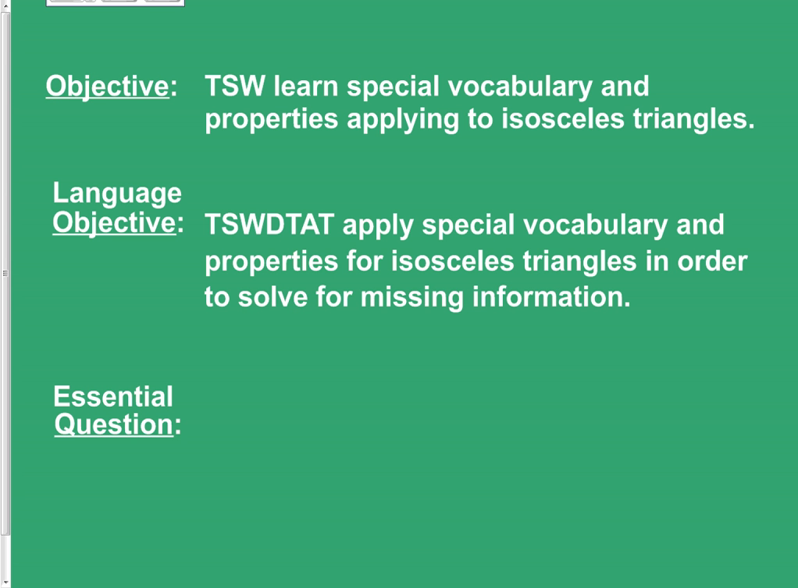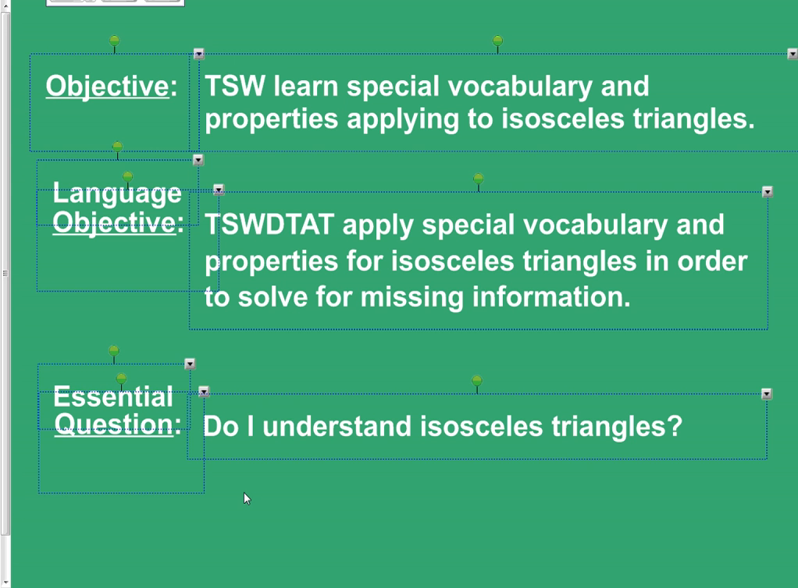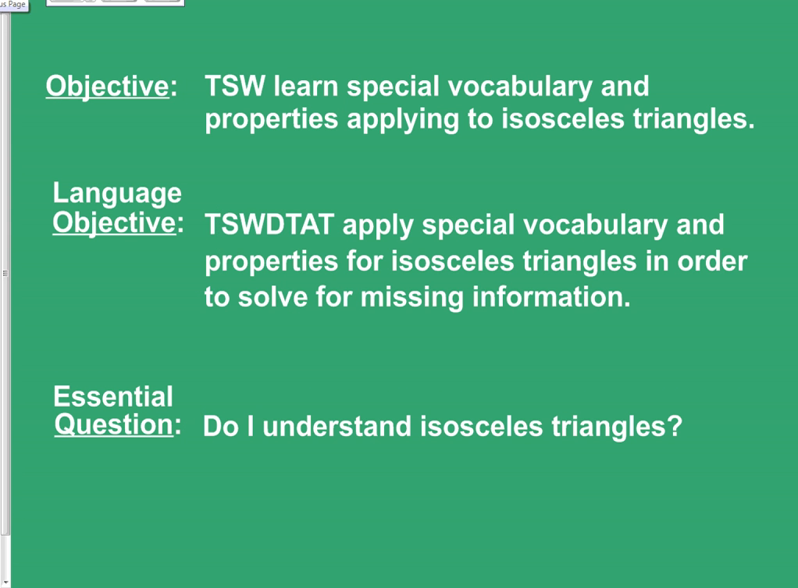Okay, on your assignment, you're going to demonstrate the ability to apply special vocabulary and properties for isosceles triangles in order to solve for missing information. And your essential question for the day is, do I understand isosceles triangles? As always, press pause anytime you need more time to get something copied down. Do not let the video just pass you by, and then hit play when you're ready to move on.